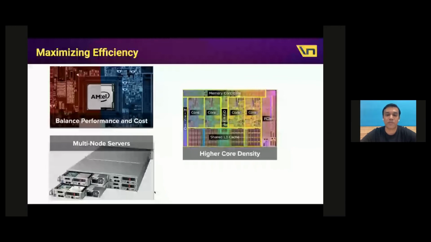What we try to do is pack more cores into the same servers so that we get higher core density. And similarly, we try to pack more servers within the same rack so that we could have more compute density within the same data center. This helps us in improving our overall allocation of resources.